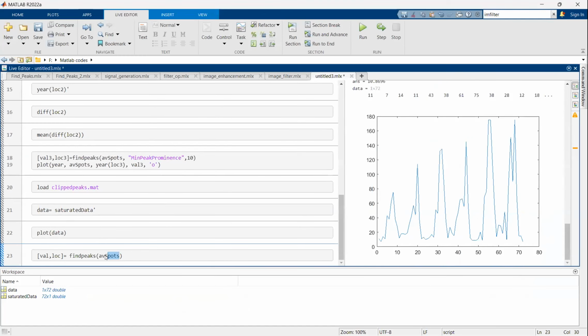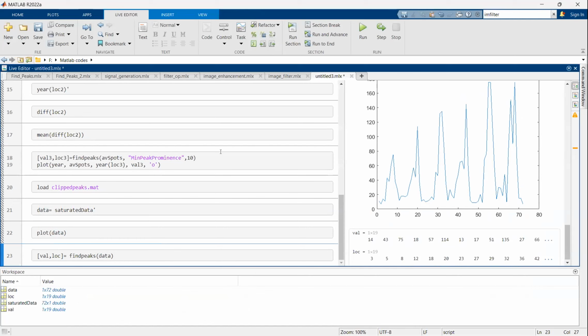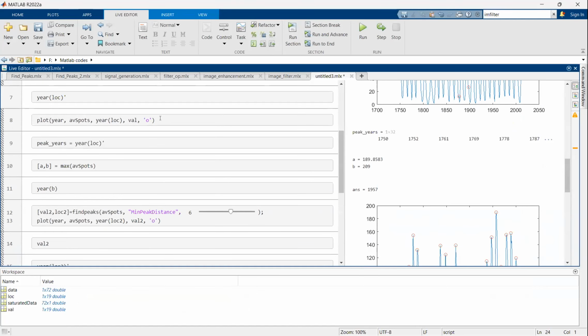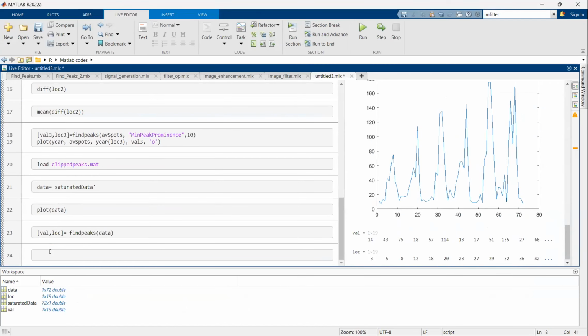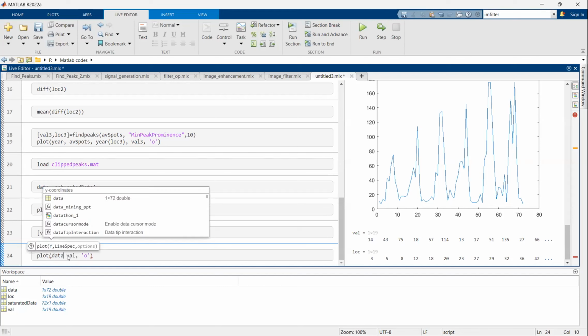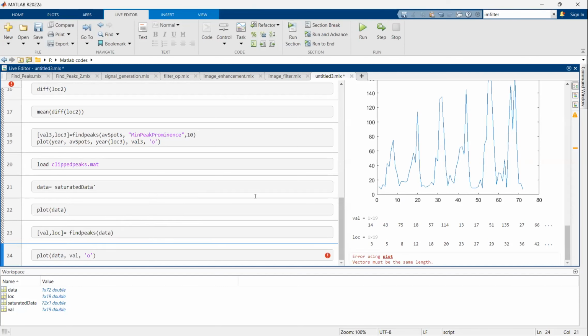Okay, find peaks on your data. So there are 19 peaks identified. Okay, now if I try to plot it, actions 19 in the data. Okay.